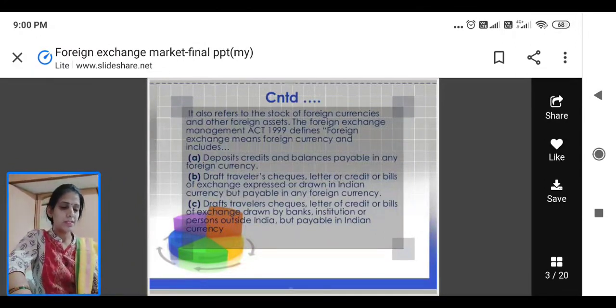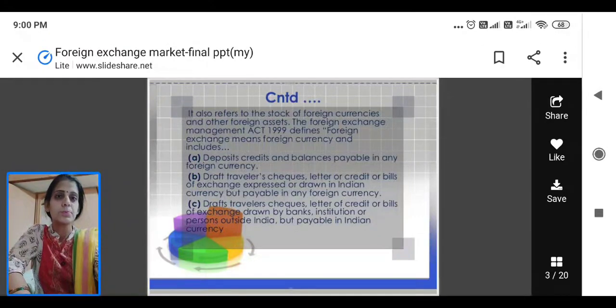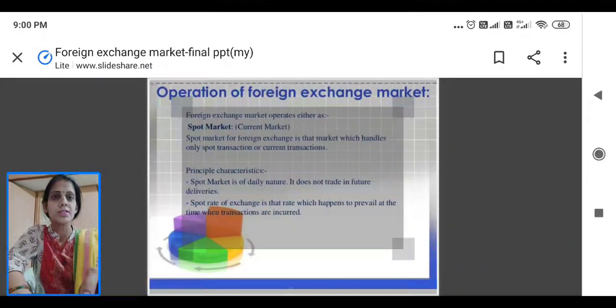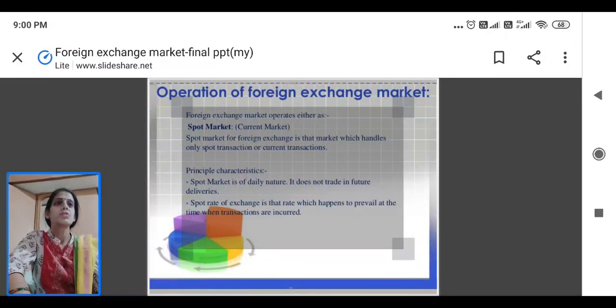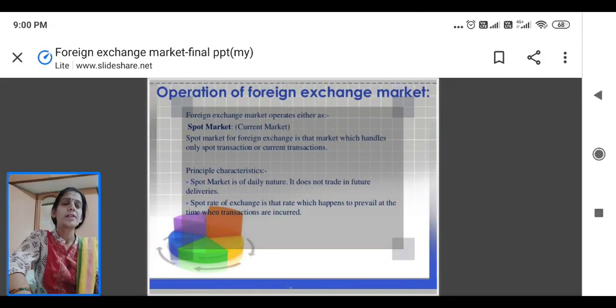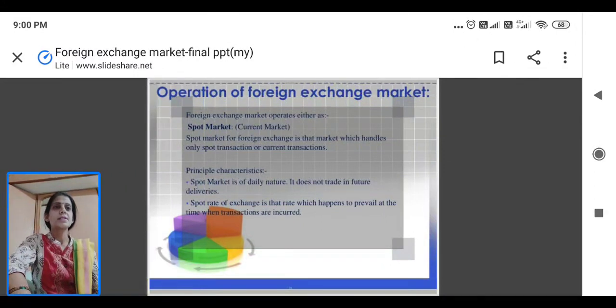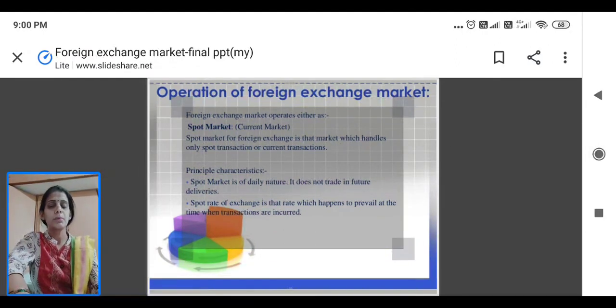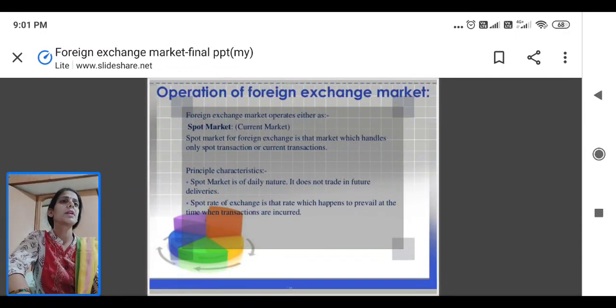So after these three functions, let us talk about the spot market. What is the spot market, or the current market? It is as good as having money, going to a share market, and buying 100 shares. On that particular day itself, you paid the money and got the bond of 100 shares. In the same way, the spot market for foreign exchange is the market which handles only the spot or current transactions, meaning you are currently doing the transaction and getting back the money.